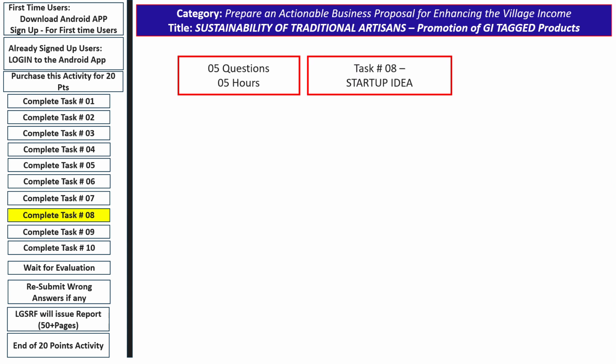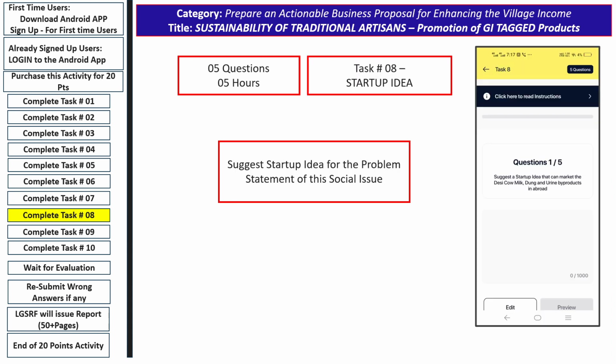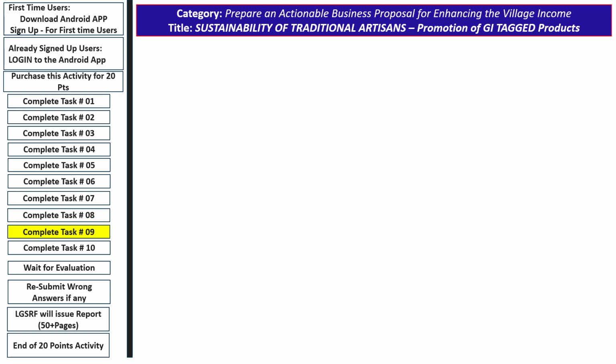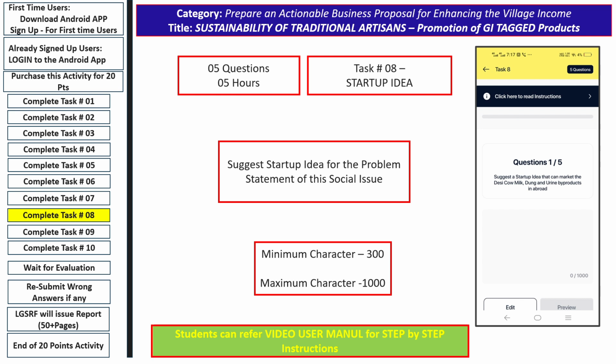Task number 8, the student provides a startup idea and associated details. This startup idea should not be generic. You cannot just say, I want to start a garage, or I want to start a Microsoft related company. No. Give a startup idea relevant to the activity or problem statement we have considered under this activity category. Okay.